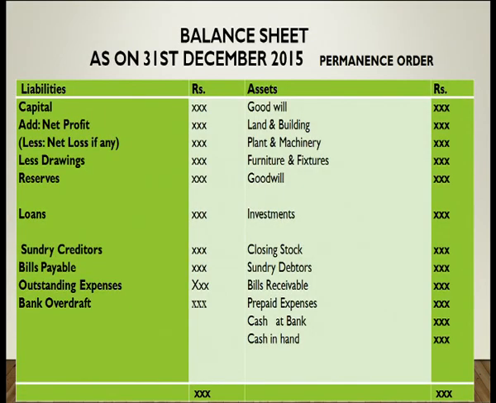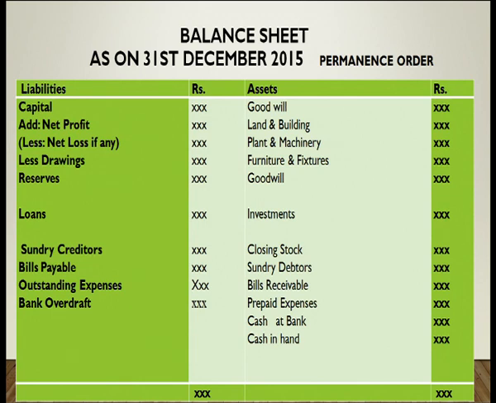In this particular illustration which I have taken up, you find that the order of placing my assets has reversed. In the beginning, I have placed goodwill, learners, and in the last, I have placed cash in hand. Now, this is permanence in terms of these assets being there with us in the business enterprise.